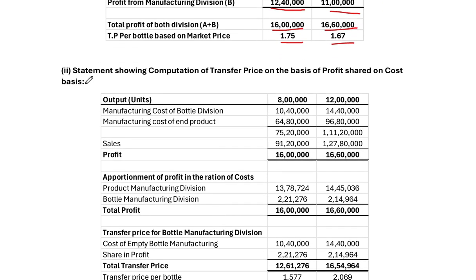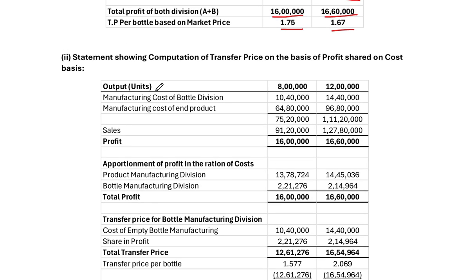Next, coming to the second part. This statement shows the computation of transfer price on the basis of profit shared on cost basis. Here we will calculate on the shared cost basis. The manufacturing cost of the bottle division is given in the question as 10 lakh 40,000, and for 12 lakh quantity it is 14 lakh 40,000. The manufacturing cost of the end product is respectively 64 lakh 80,000 and 96 lakh 80,000.